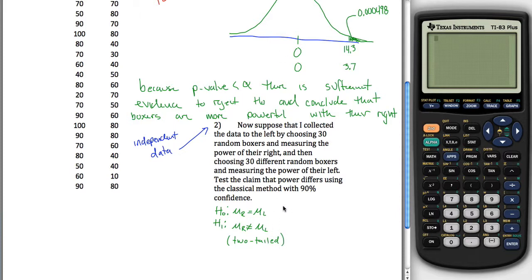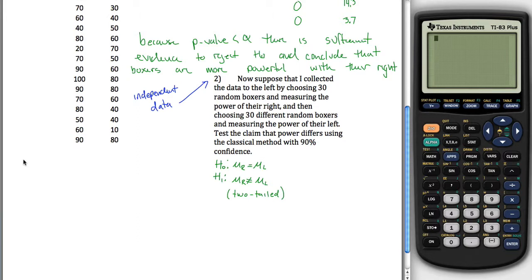Again, just note the difference between dependent data and independent data. Even your null and alternative hypotheses are different here. All right, now, to follow along, what I have to do is state the shape, the center, and the spread of my distribution.